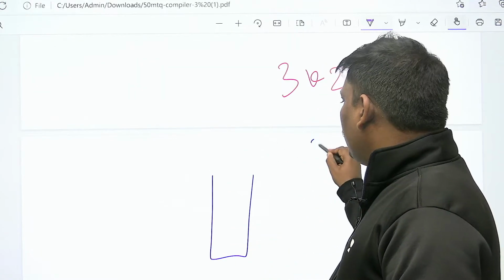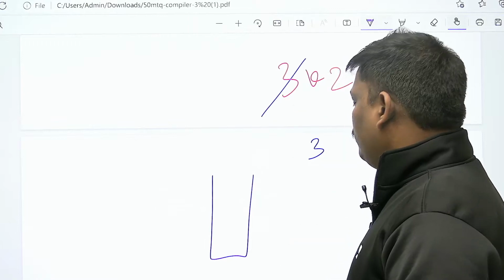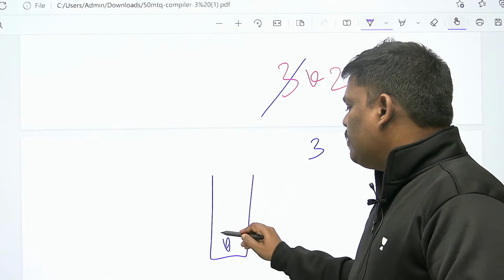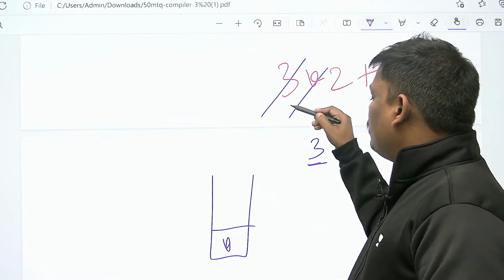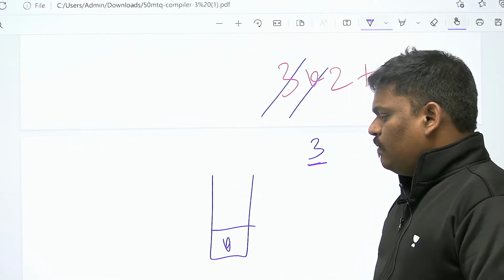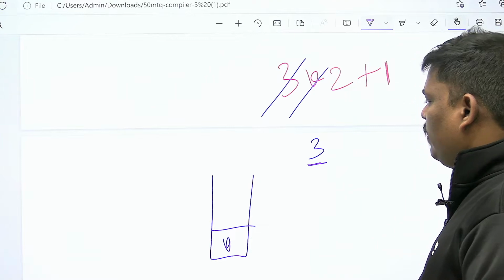See this one. First 3 is coming. Yeah, fine. Next star is coming. Everyone listen. First 3 coming. So I printed here. Next star is coming. I kept it in the stack. See how I am resolving.